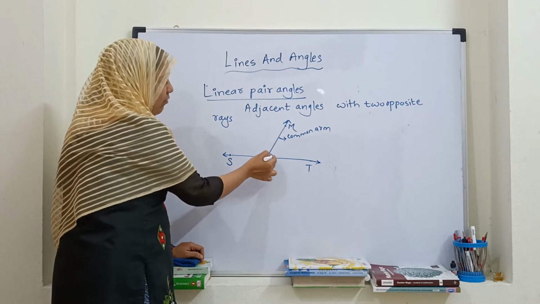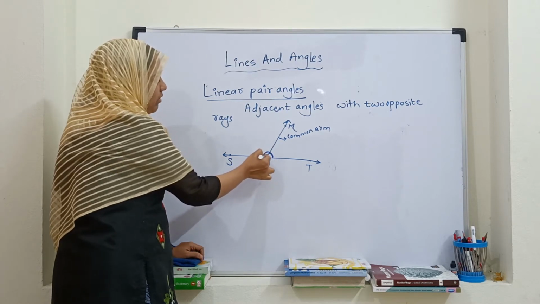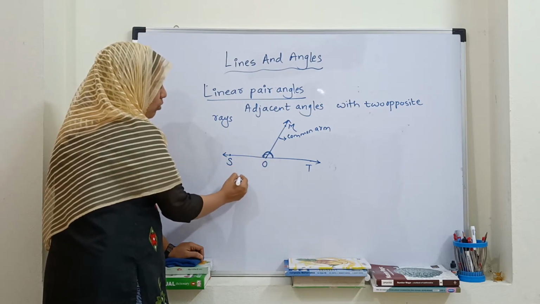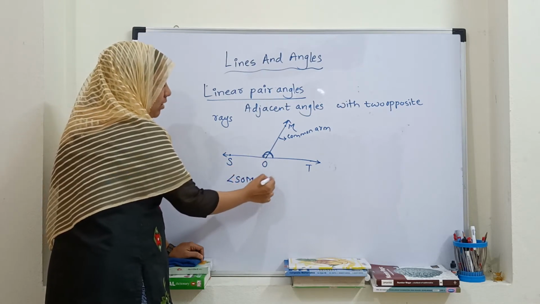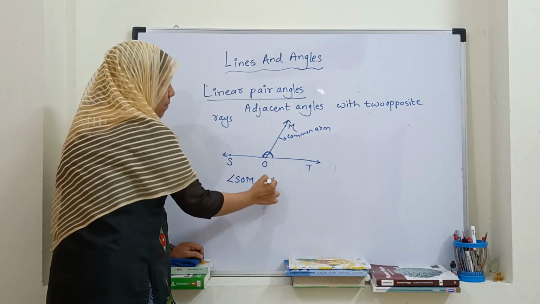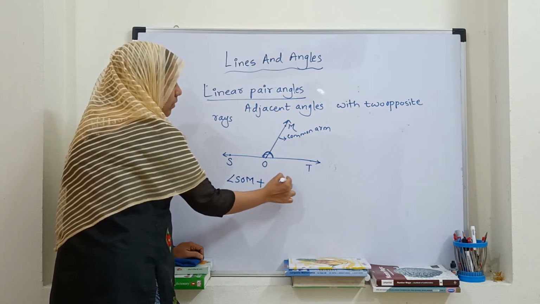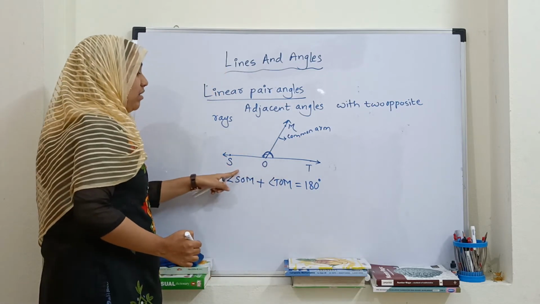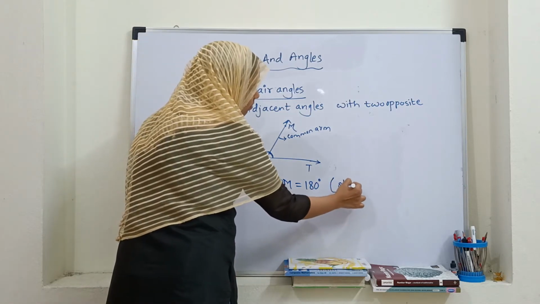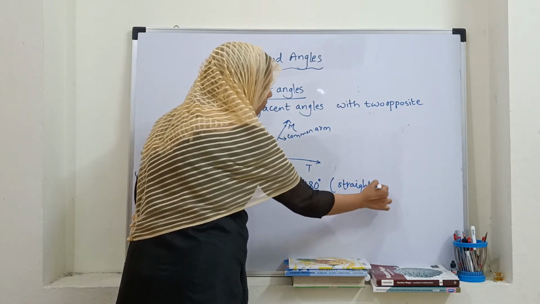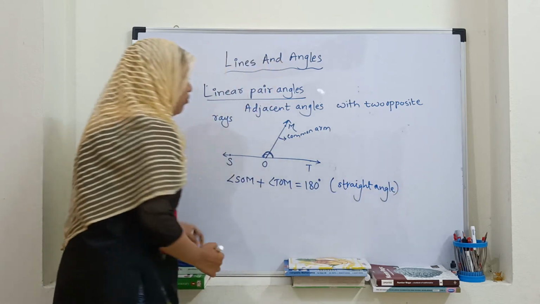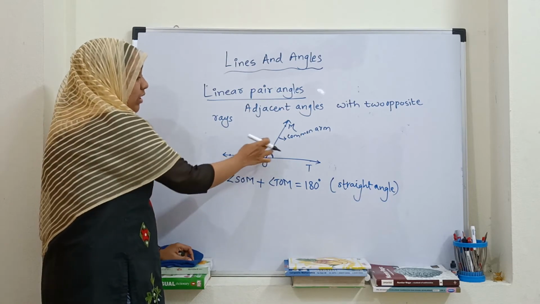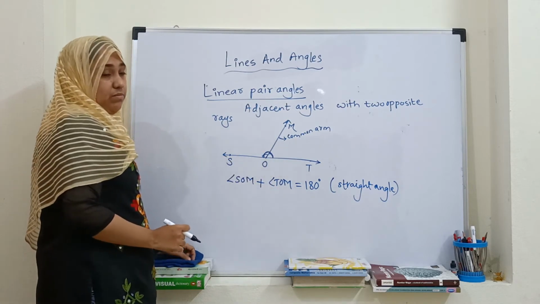And if you observe here, the linear pair is always supplementary, or you can say it is on the straight line. So angle SOM plus angle TOM is going to be 180 degrees because you observe this is one straight angle. So we conclude that linear pair angles always form a straight angle and the sum of the two angles of a linear pair will always be 180 degrees.